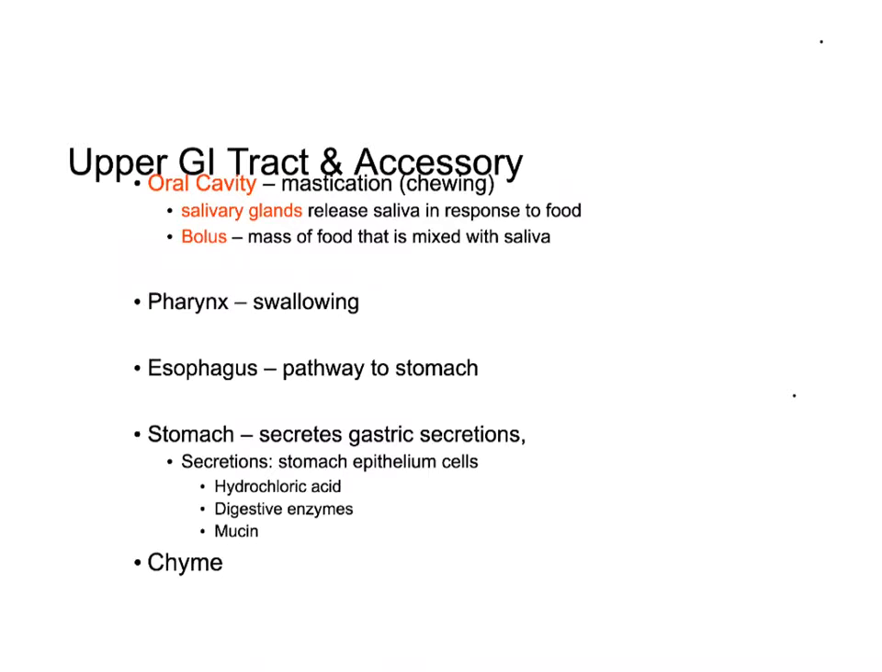Okay, so the GI tract is divided into upper GI and lower GI. So first we'll talk about upper. So upper includes your mouth or your oral cavity. That's where chewing is going to take place. Chewing is also called mastication. So if you masticate something.